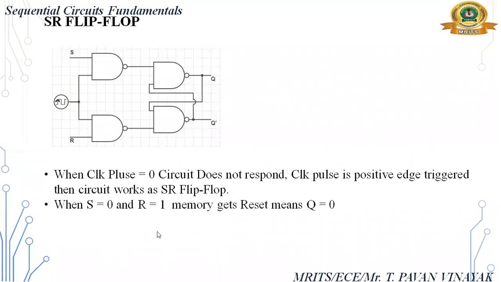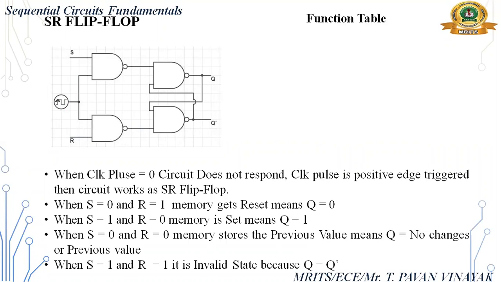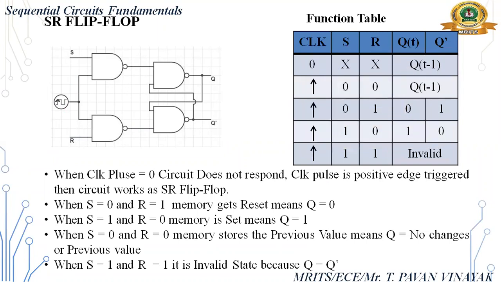The working is the same. When S is 0 and R is 1, memory gets reset, so Q is 0. When S is 1 and R is 0, memory is set, meaning Q is 1. When S is 0 and R is 0, memory stores the previous value. When S is 1 and R is 1, it is an invalid state. So this is the function table of the SR flip flop.